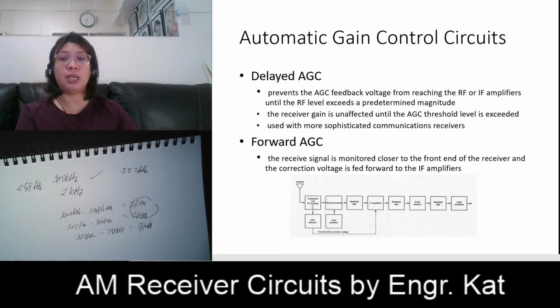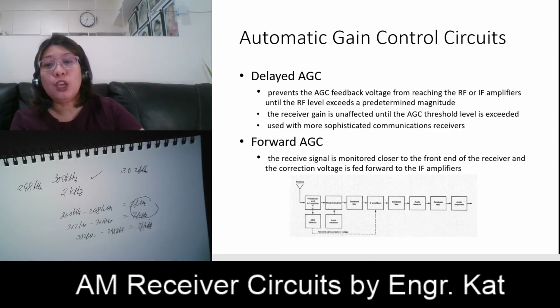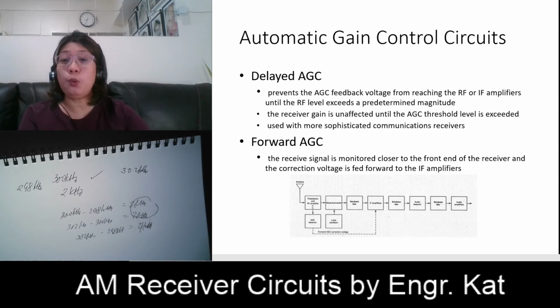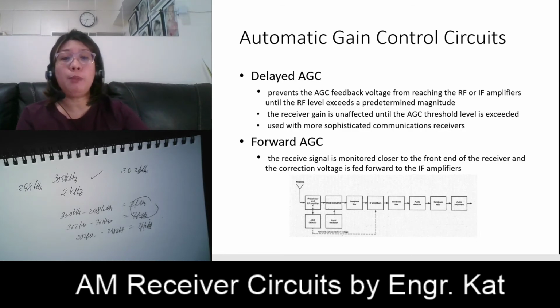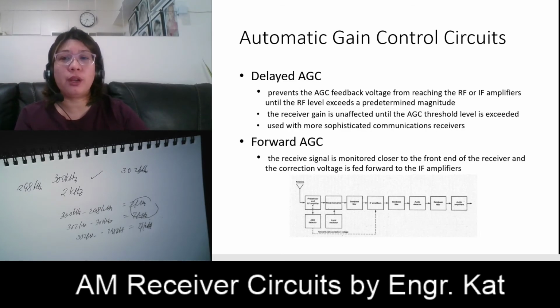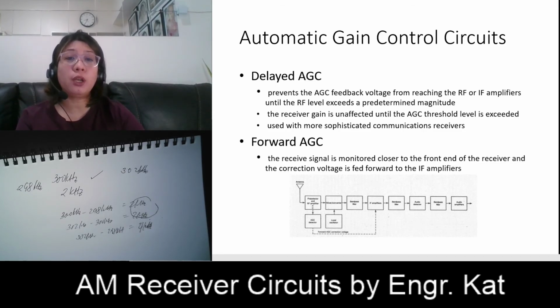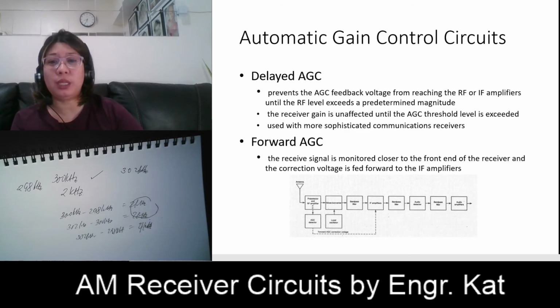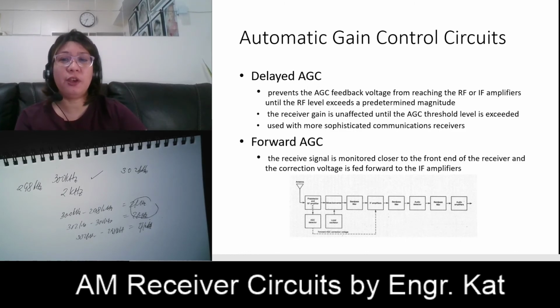In forward AGC, the received signal is monitored closer to the front end. As you can see, your AGC is here already, and we will not be waiting at the audio section, wherein there is a possibility that the signal is already very weak or very strong. So it is not a post automatic gain control, rather it is forward. The received signal is monitored closer to the front end of the receiver, and the correction voltage is fed forward to the IF amplifiers, not after the IF amplifiers.